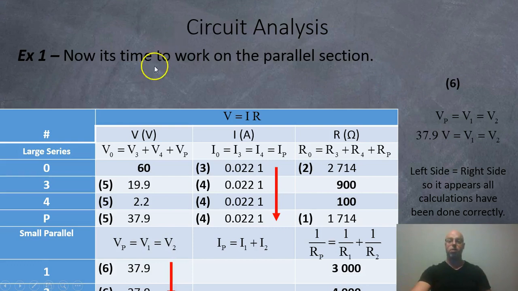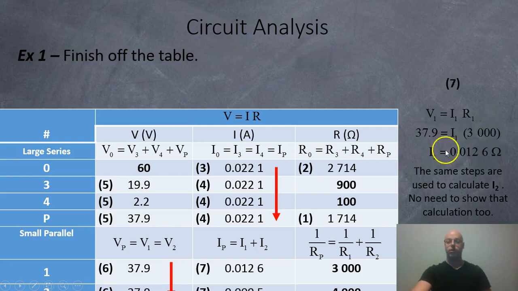Okay, now it's time to work on the parallel section. So the series circuit is done. So all the volts are the same. So we're going to find out what happens there. So VP equals V1, which equals V2. So we get 37.9 volts is equal to V1, which equals V2. That's good. Okay, so finally we're going to finish off the table using Ohm's law, and we get V1 equals I1R1, and we end up getting 0.0126 amps, a little typo right there.